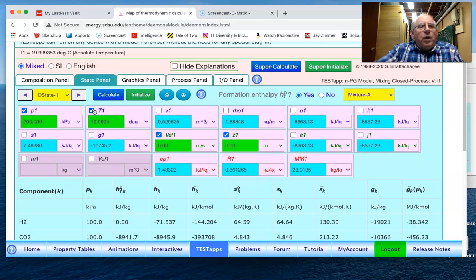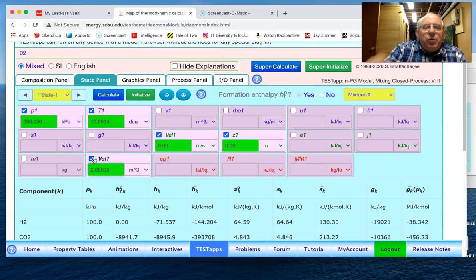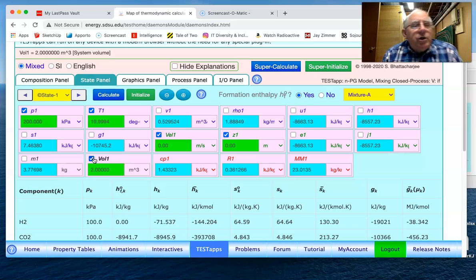Now, what else do I know? What else that I know is the tank itself. The overall tank itself is 2 cubic meters. And now, upon giving it the 2 independent thermodynamic properties and the total volume, it was then able to determine for that mixture of gases that the total mass was 3.77.